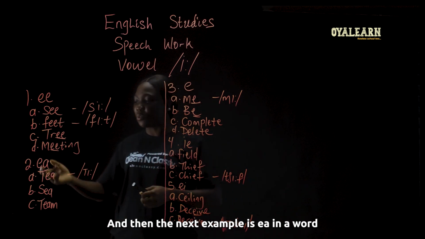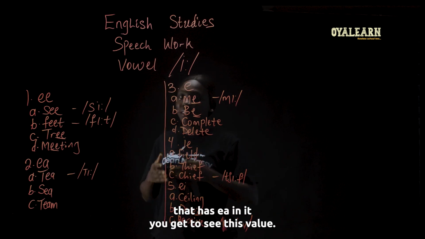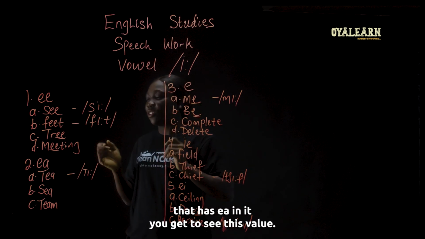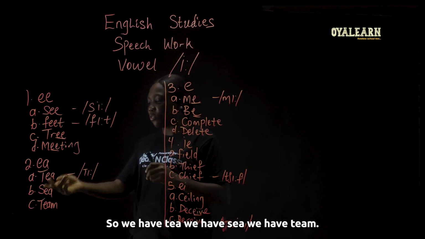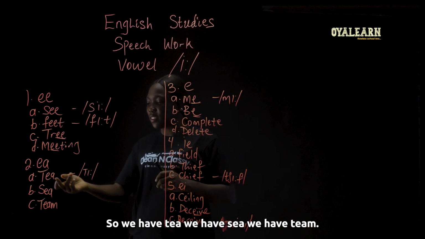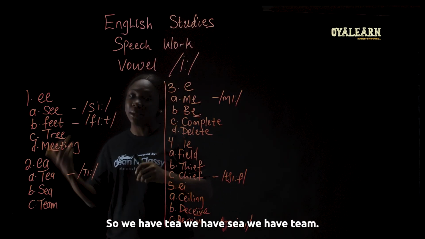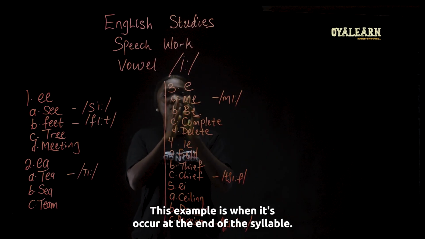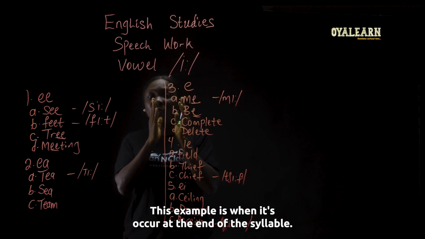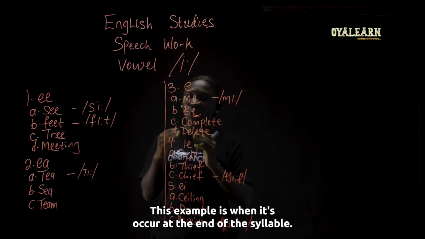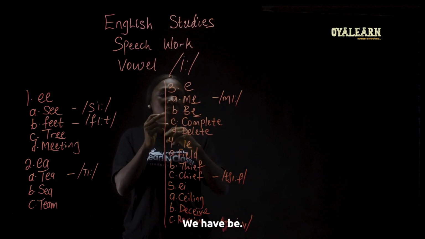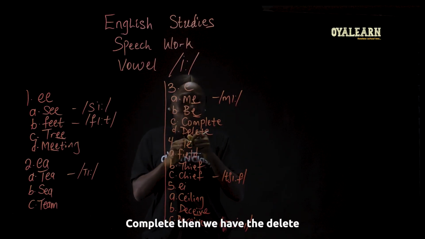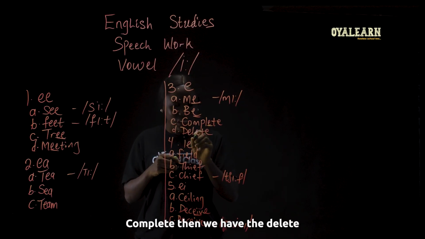Then the next example is EA. Any word that has EA in it, you get to see this vowel. So we have team. Then the next example is E, when it occurs at the end of the syllable. So we have me, be, complete, then delete.